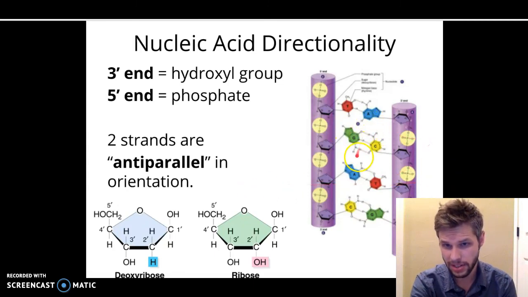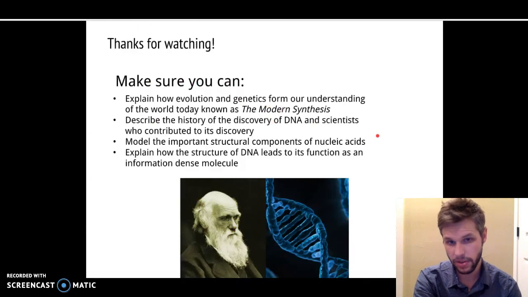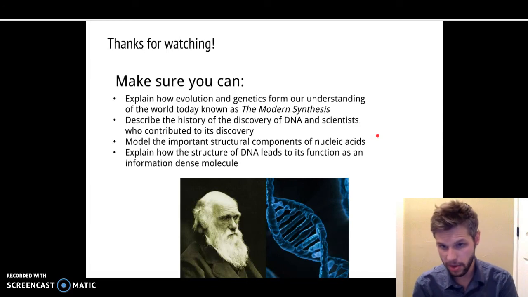Individual bases are linked together with hydrogen bonds. There's 2 between adenine and thymine, and there's 3 between guanine and cytosine. This is just some of the notes about nucleic acid organization. I'm very close to running out of time, so I want to wrap up this video. You guys can read and look over those. Pause the video if you need to. These are the things you want to make sure you can do.